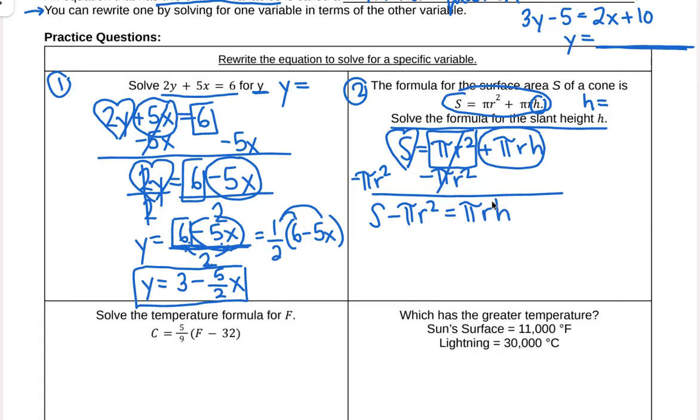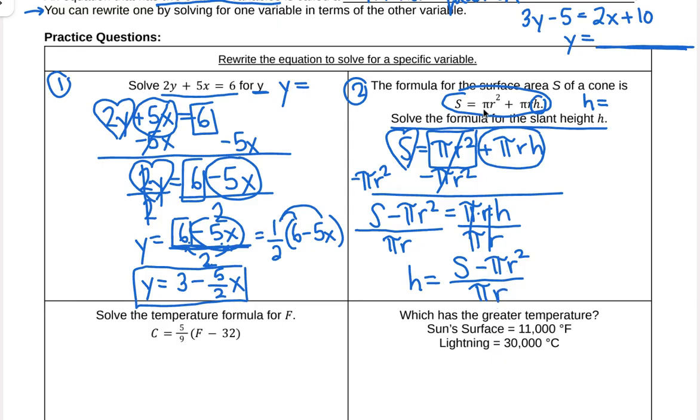All right, so again, we're getting closer. We want this to say h equals, but right now we've got this stuff being multiplied by h. So how do I get rid of multiplication? To get rid of multiplication, I'm simply going to divide by both pi and r. So those are going to cancel out, and I have to divide everybody by pi and r. All right, so when these cancel out, I have h equals, so I'm just going to flip this around. I'm going to say h equals, because there's my h, right? H equals, and then this is the other side of my equation. The surface area of the cone minus pi r squared over pi r.